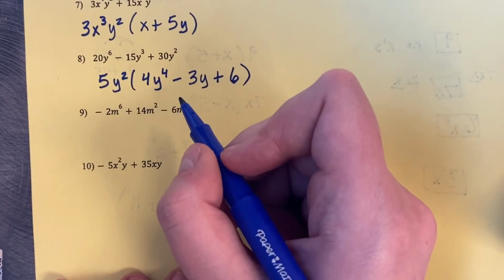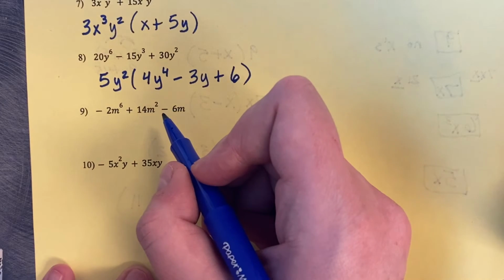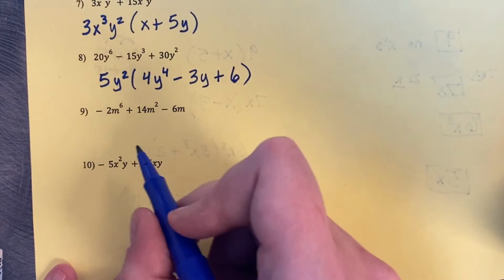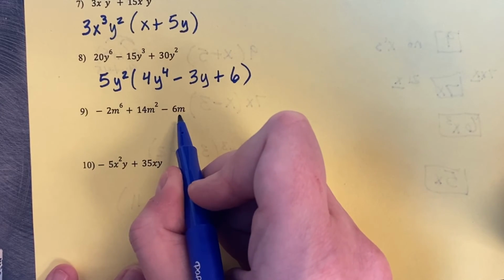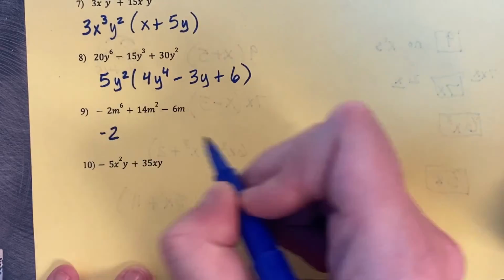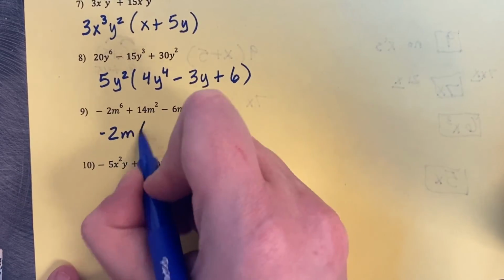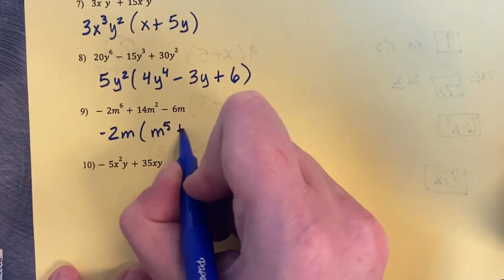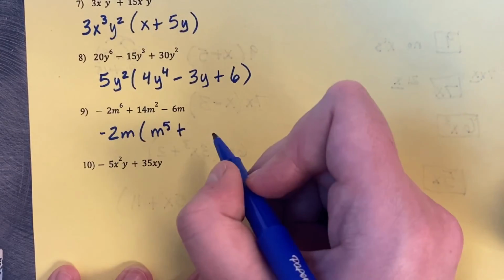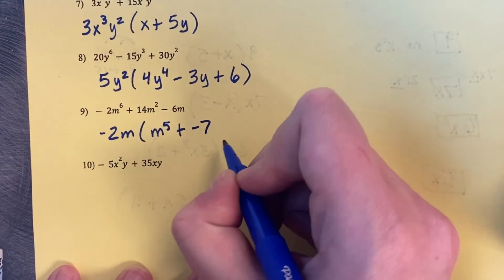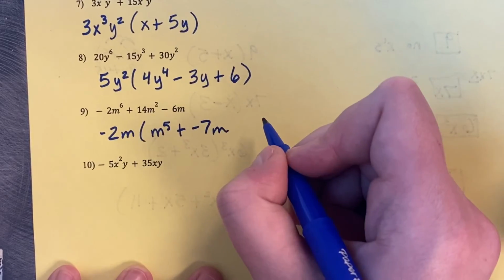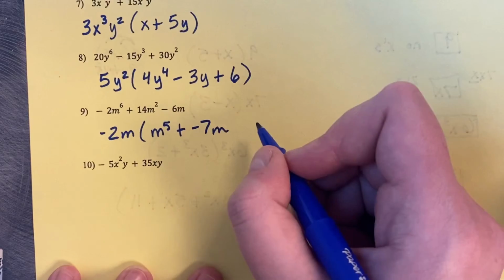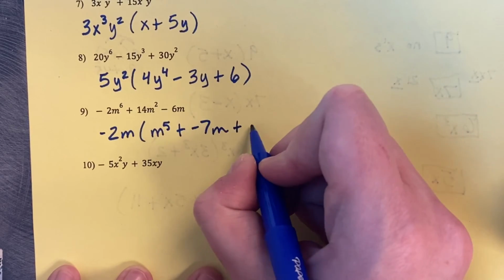Now these last two have negatives on them. So what you do is you pull out a negative greatest common factor. So the greatest common factor between these three is -2 and then a single m. So then we have 6 minus 1, m to the 5th. 14 divided by -2 is -7 and a single m. And a -6 divided by -2 is a +3.